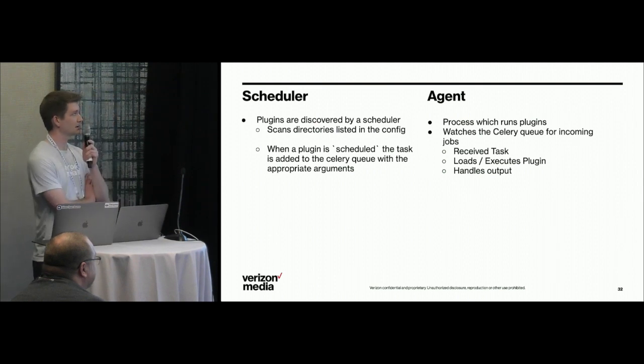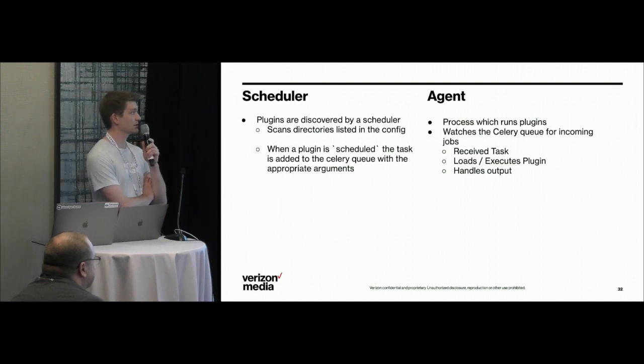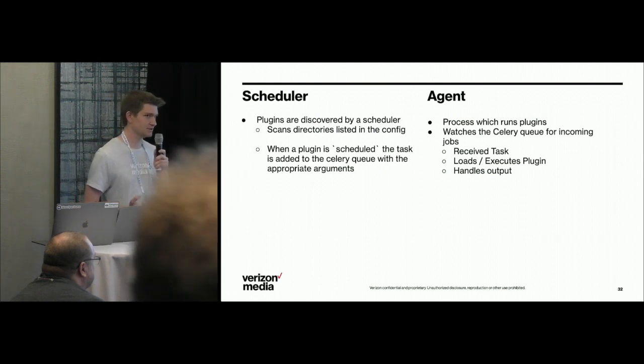And then we have the agent. We can spin up as many of these as we'd like across any number of hosts. These are processes that run plugins, and agents can load any plugins. They can run any plugin assigned to them. So it's very generic. It will watch the Celery queue for incoming jobs. It constantly asks, do you have work for me?